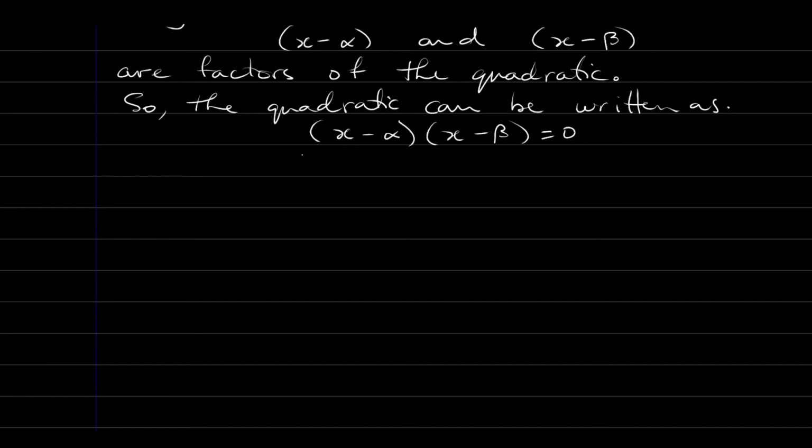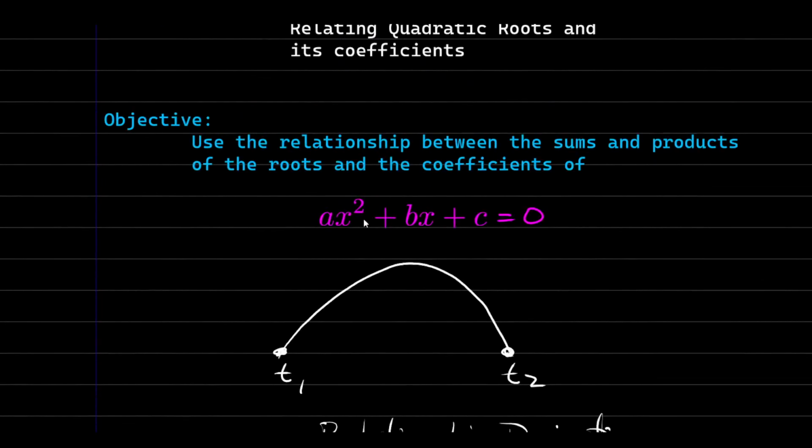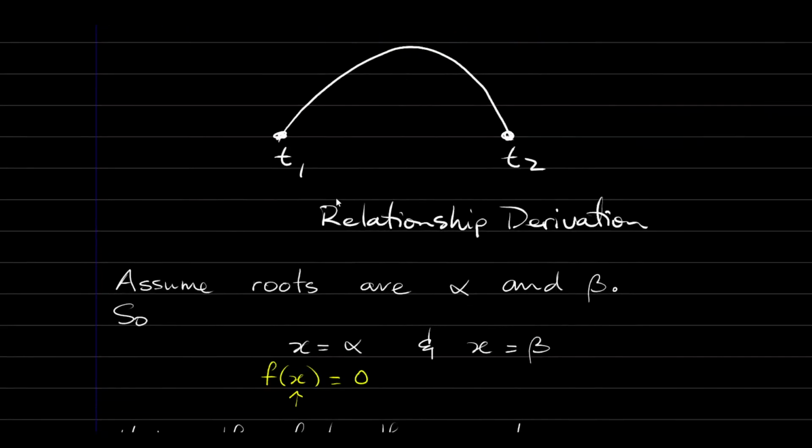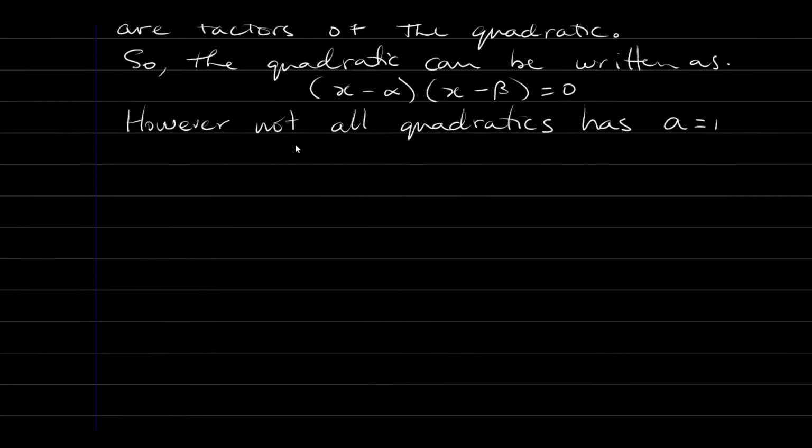to 0. Now, when you have a quadratic, not all of your quadratics are going to start with the first coefficient being 1, right? Let me just write that. However, not all quadratics have a equal to 1. And the a I'm talking about is this a right here. You would never find a case where every single time this would be equal to 1. You're bound to have some kind of value here. So we have to take that into account. Okay.